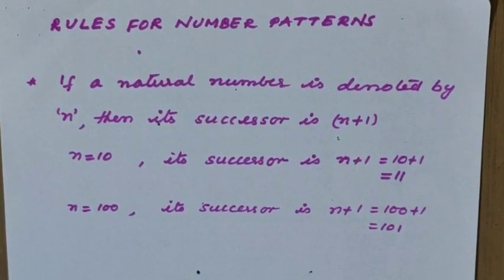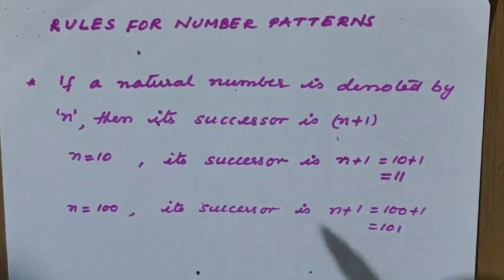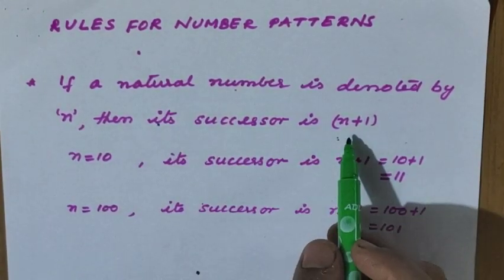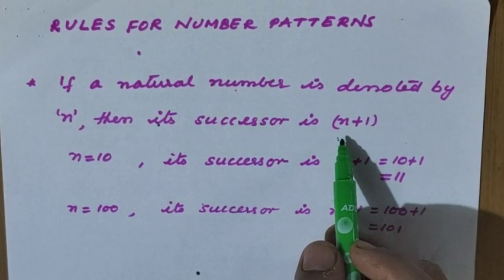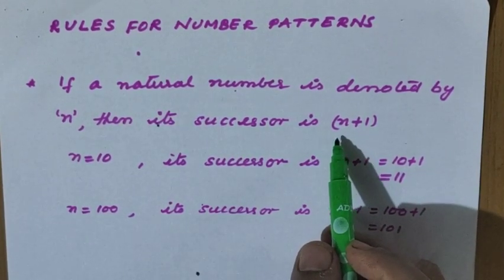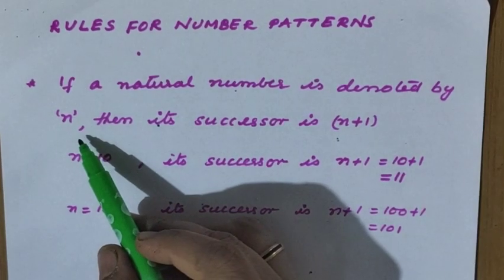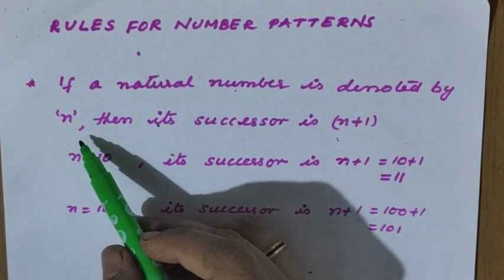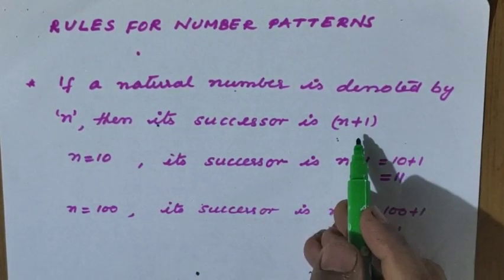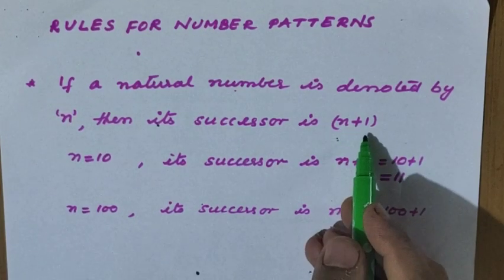Here we see how we use algebraic expressions in making rules for number patterns. If a natural number is denoted by n, then its successor is n plus 1. You have studied successor, predecessor and all in the 6th class. The same rule only. If we consider a natural number n, the next number we get by adding 1 only. So we can write n plus 1.